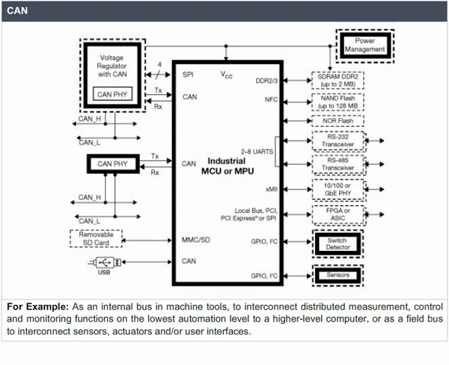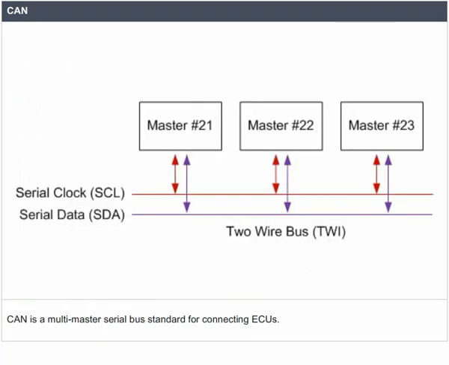For example, as an internal bus in machine tools to interconnect distributed measurement, control, and monitoring functions on the lowest automation level to a higher level computer, or as a field bus to interconnect sensors, actuators, and/or user interfaces. CAN is a multi-master serial bus standard for connecting ECUs.